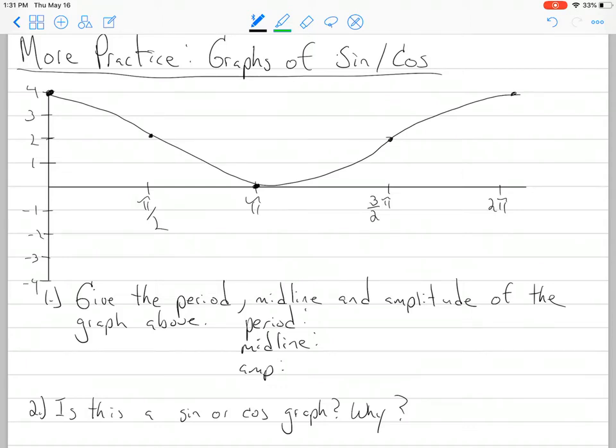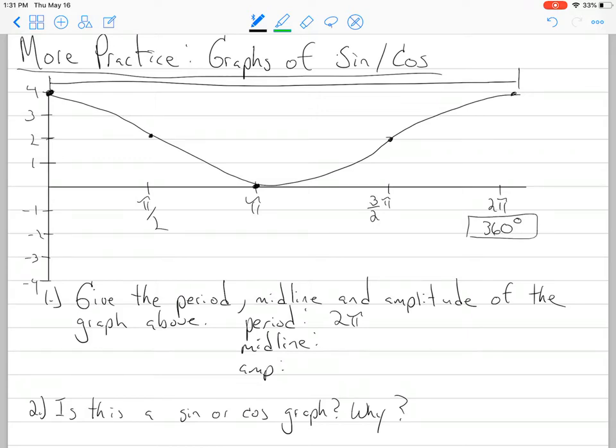Cool. Hopefully you looked at that and you see the period is how long it takes to repeat itself. So it goes from here to here when it starts to repeat again. So it makes my period 2 pi, because we're still talking about a circle. So my period hasn't changed in this particular situation. 360 degrees, which is one rotation all the way around the circle.